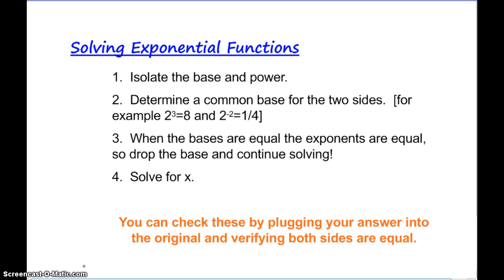for the two sides. For example, 2 to the power of 3 is 8, and 2 to the negative 2 is 1/4. When the bases are equal, the exponents are also going to be equal, so drop the base and continue solving for x. When you're finished, you can always check these by plugging your answer into the original and verifying both sides are equal. Let's take a look at an example together.